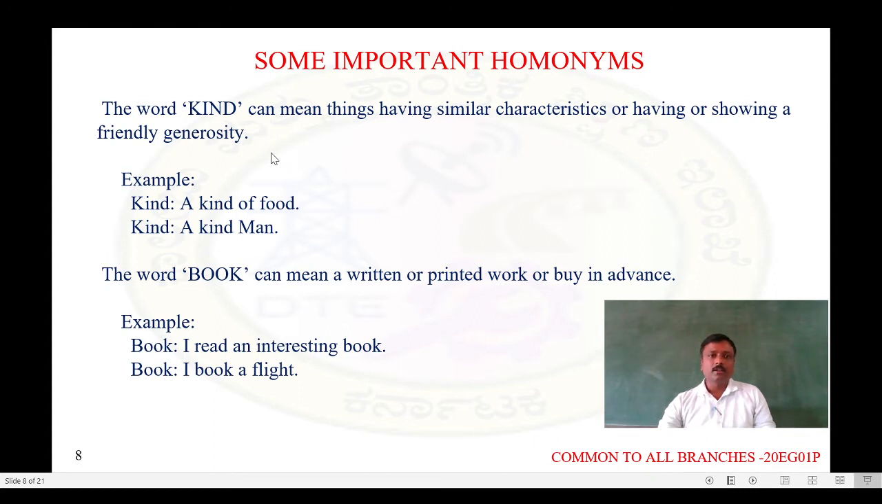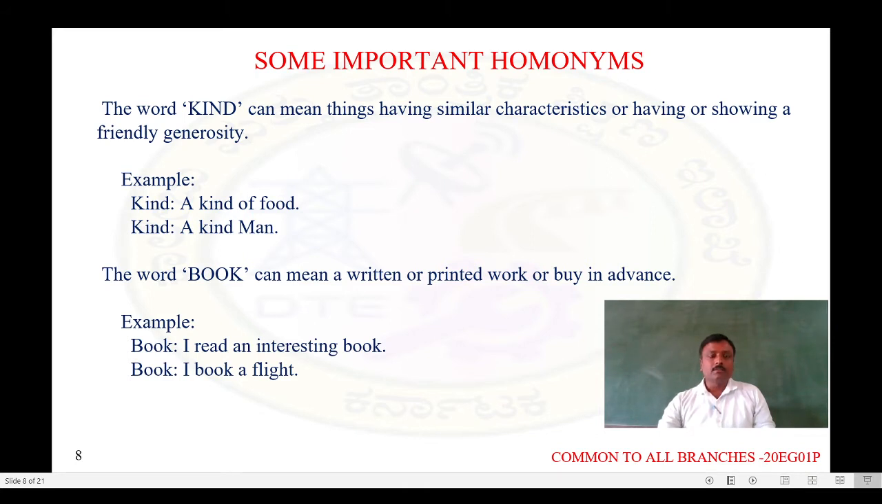The word kind has the same pronunciation and same spelling, but it gives different meanings. For example, if we use the word kind in two different sentences, it will be like this. One example here: a kind of food. A kind of food means a type of food. Here it means the type of food having similar characteristics.